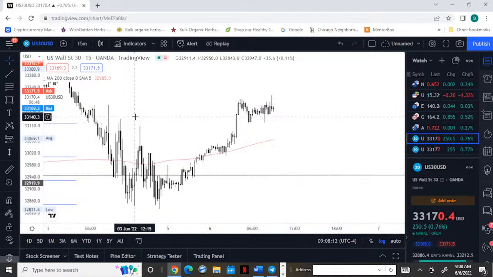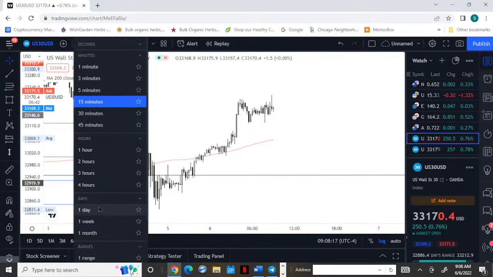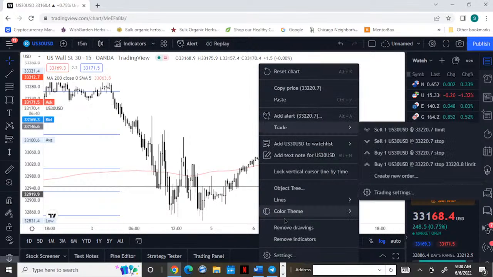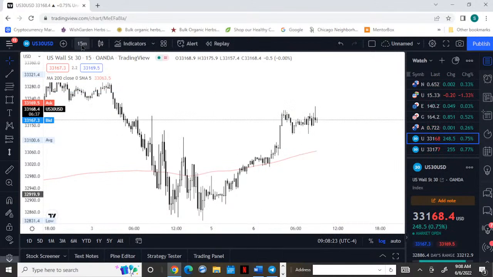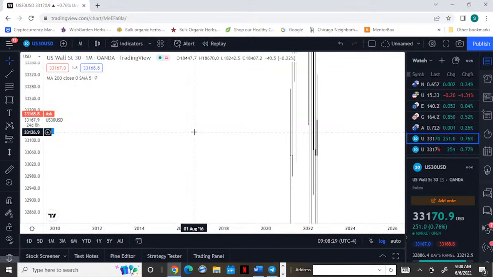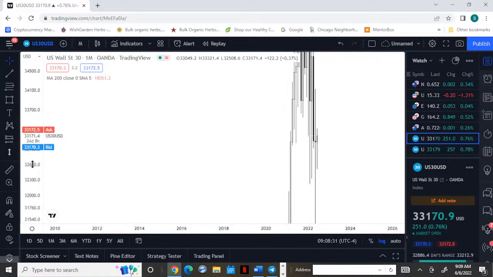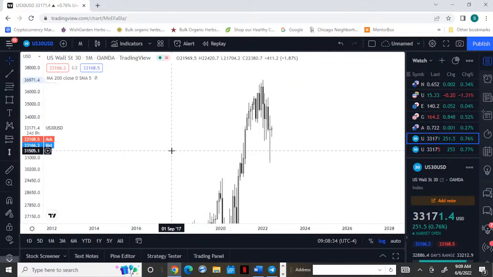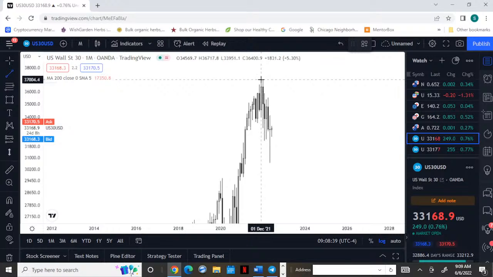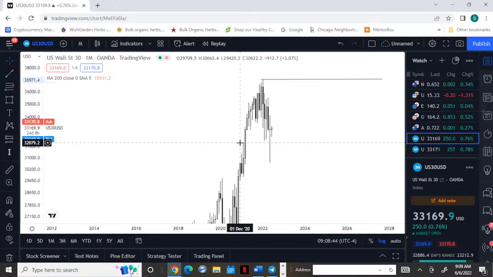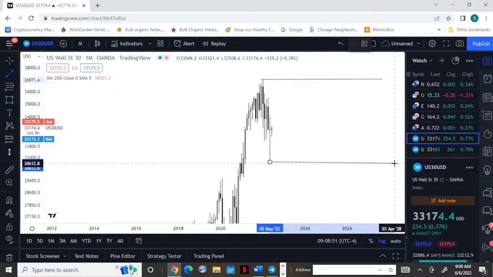So we're going to go to US 30 and we're going to mark up US 30, try to catch the move for 9:30. I'm going to clear my chart. Going to start on the monthly. And I'm going to draw support and resistance on the monthly. Going to draw this high from December 2021 and this low from May 2022.